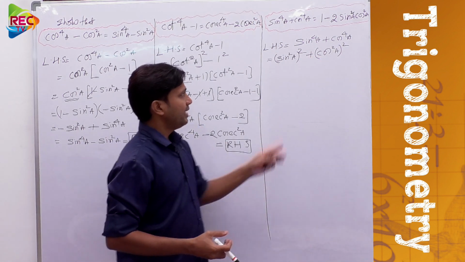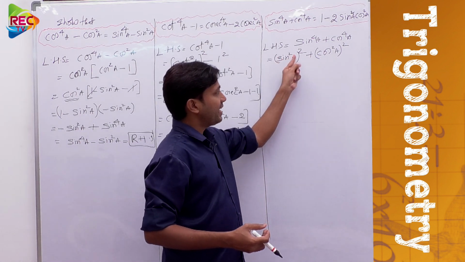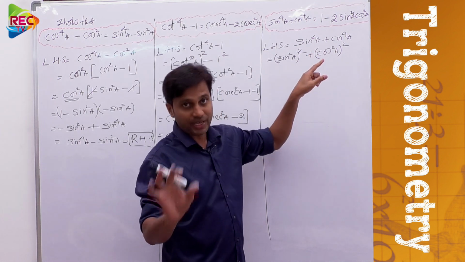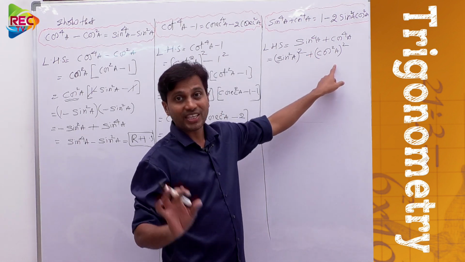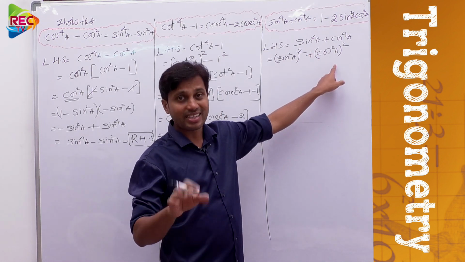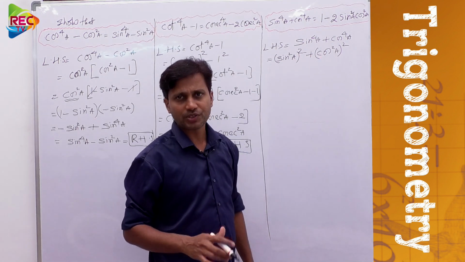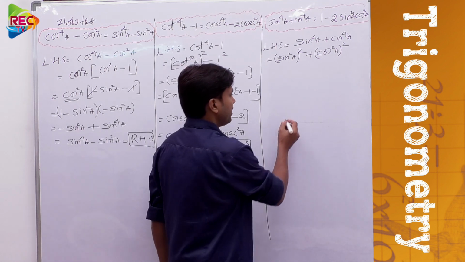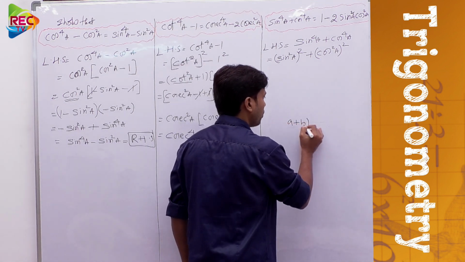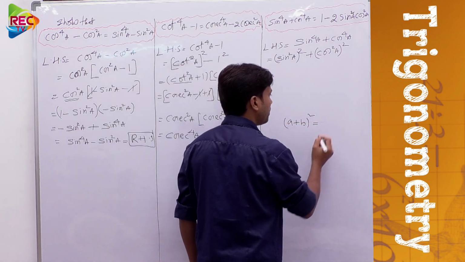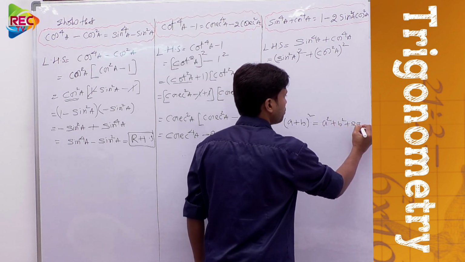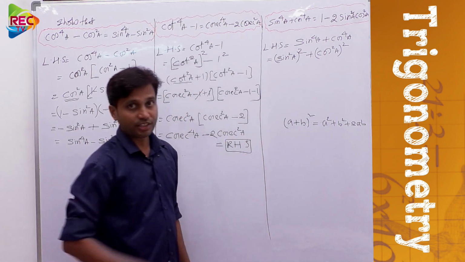Okay. Now tell me, if you consider sin square A as A and cos square A as B, then is it in the form of A square plus B square or not? Exactly, this is in the form of A square plus B square. Just let me remind you the algebraic identity. A plus B whole square equal to what? A square plus B square plus 2AB. Is it correct or not?